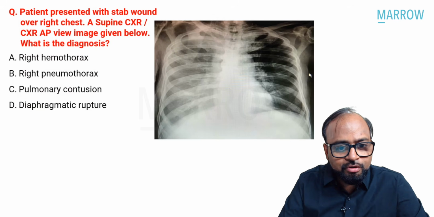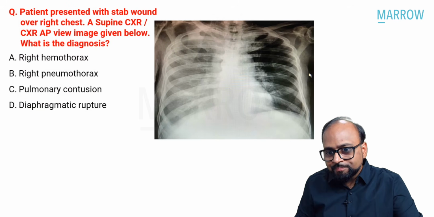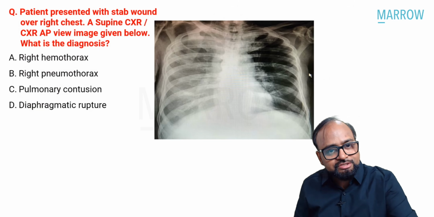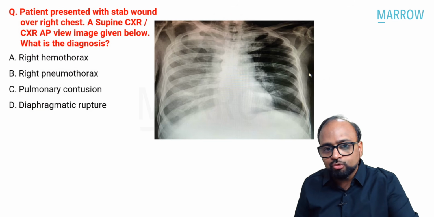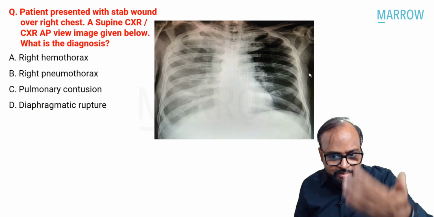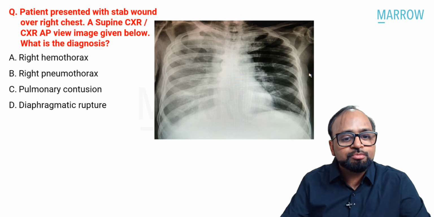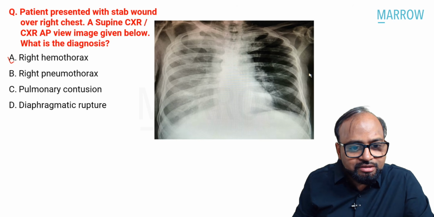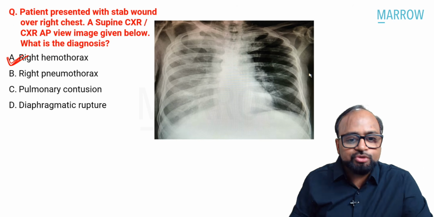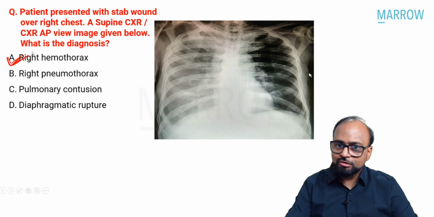So therefore, on the basis of the history and the imaging findings that we just discussed, there is fluid within the thoracic pleural cavity along the posterior dependent thoracic wall. And because this is a patient of stab injury, yes, this is going to be hemothorax. So the answer here in this case is going to be right hemothorax.